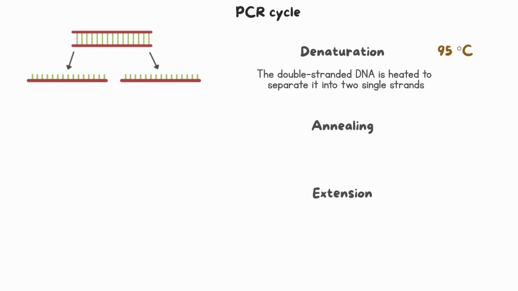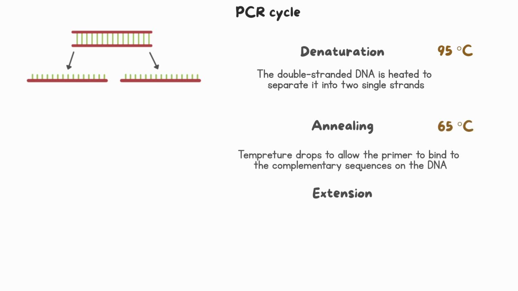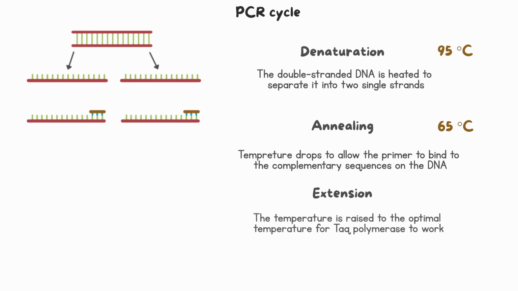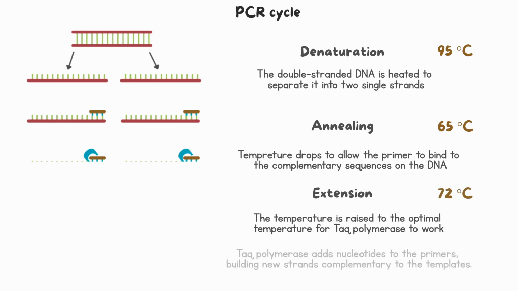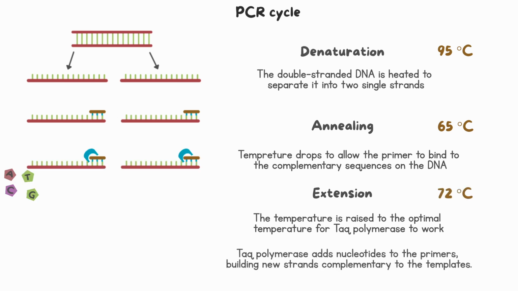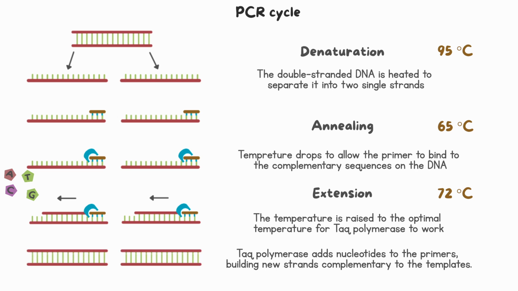The temperature then drops to 65 degrees to allow the primers to bind to their complementary sequences on the DNA. And finally, the temperature is raised to the optimal 72 degrees Celsius for the Taq polymerase to start building the new DNA strands using the nucleotides and guided by the primers. This cycle repeats many times, exponentially amplifying the DNA.